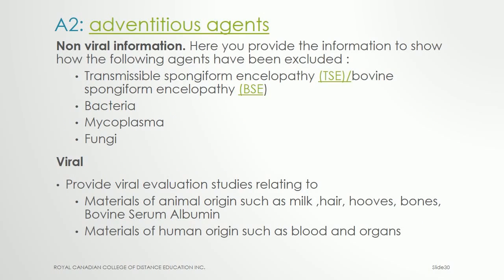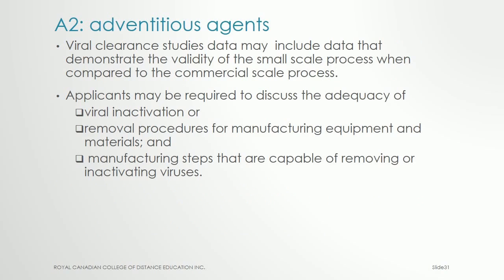Here you provide the information to show how the following agents have been excluded: TSE and BSE, bacteria, mycoplasma, fungi, viral. Provide viral evaluation studies relating to materials of animal origin such as milk, hair, hooves, bones, bovine serum albumin. Materials of human origin such as blood and organs. Viral clearance studies data may include data that demonstrate the validity of the small-scale process when compared to the commercial-scale process. Applicants may be required to discuss the adequacy of viral inactivation or removal procedures for manufacturing equipment and materials, and manufacturing steps that are capable of removing or inactivating viruses.